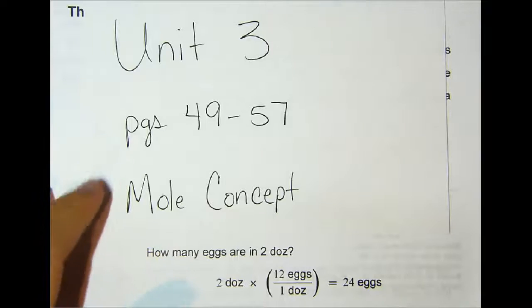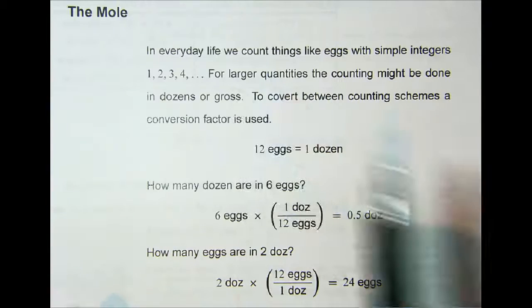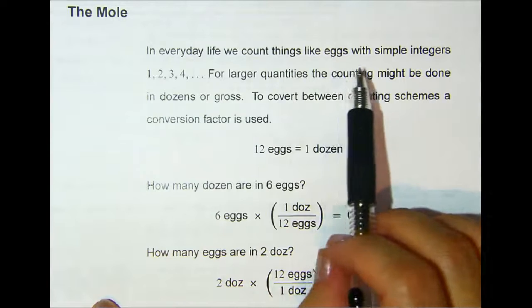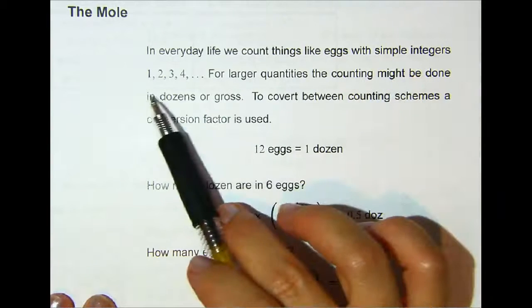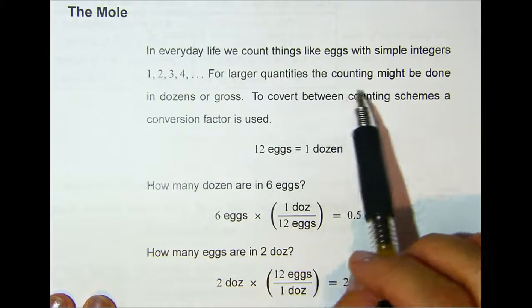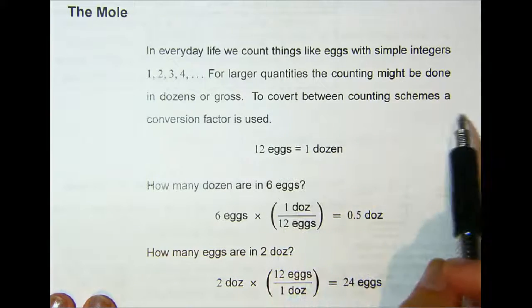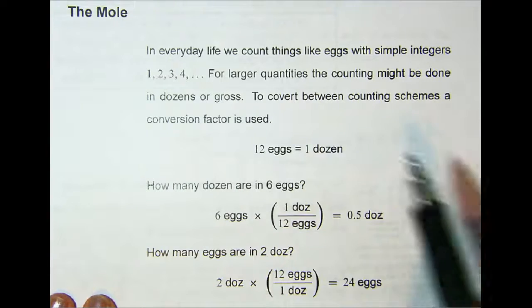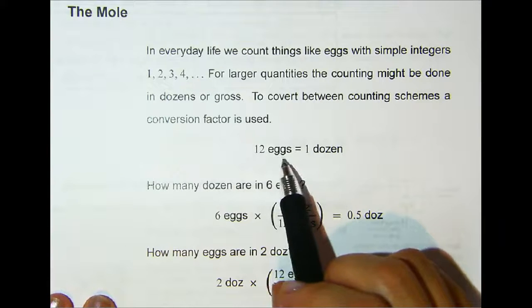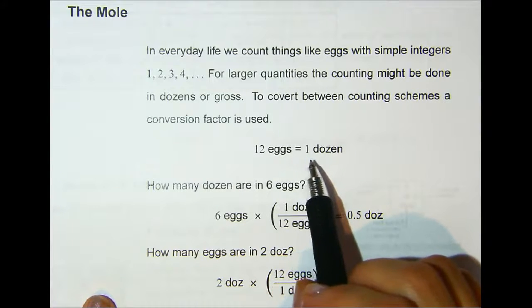Unit 3, pages 49 and 57, the mole concept. In everyday life, we count things like eggs with simple integers, 1, 2, 3, 4. For larger quantities, the counting might be done in dozens or gross. To convert between counting schemes, a conversion factor is used. For example, 12 eggs is also represented as 1 dozen.